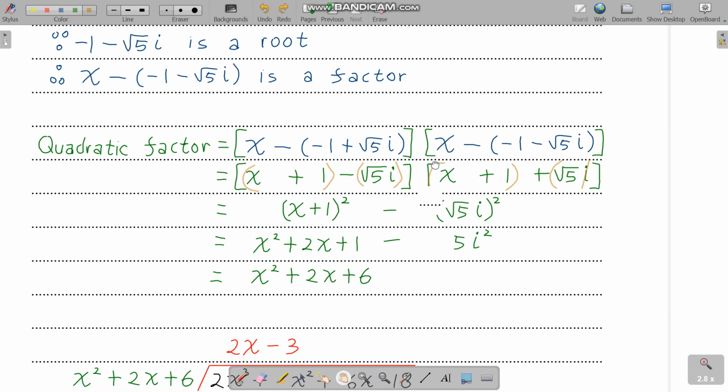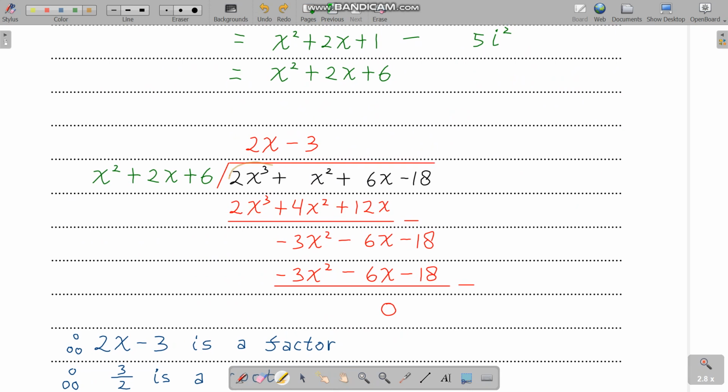After we get the quadratic factor, we do polynomial long division. This is the original cubic polynomial. We divide by the quadratic factor. We need to multiply this x squared by something to get exactly 2x cubed, so we multiply by 2x. 2x times x squared to get 2x cubed. 2x times 2x we get 4x squared. 2x times 6 we get 12x. Then we subtract, and if we're doing it right, we should cancel out the first term. 1 minus 4 is -3, and 6 minus 12 is -6. Then we drop the next term.